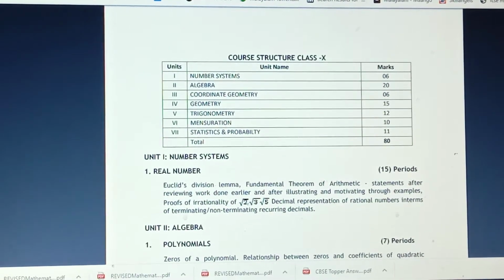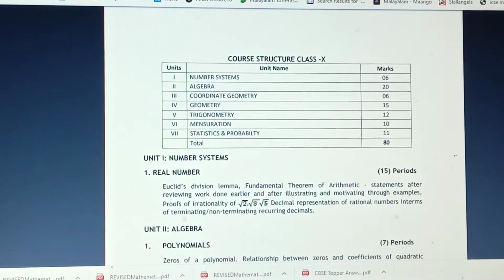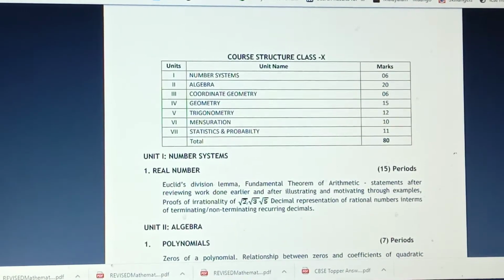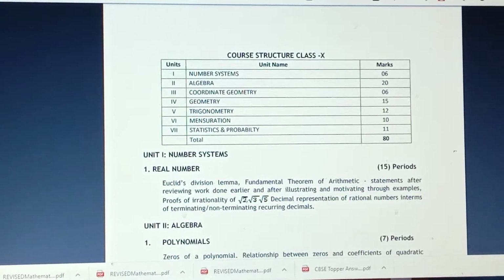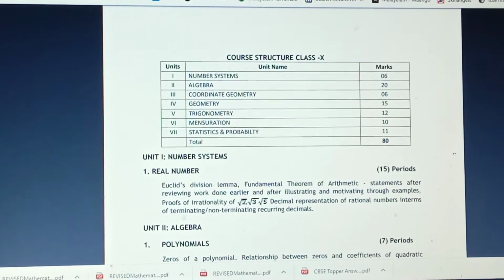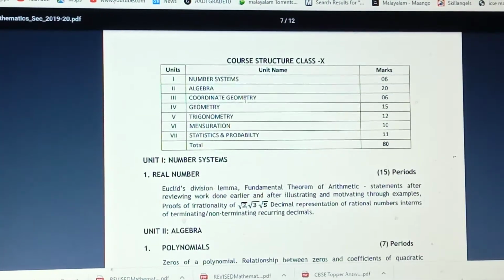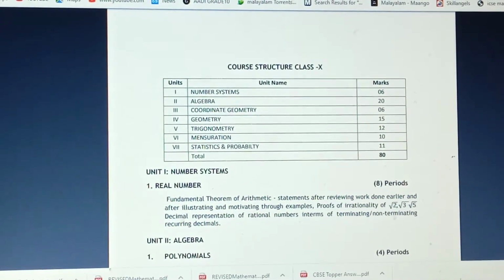I wanted to do a small explanation about the change in syllabus for the current year 10th grade students. That means the kids who are going to write exam in 2020. So I have here last year's course structure and also this year's course structure.